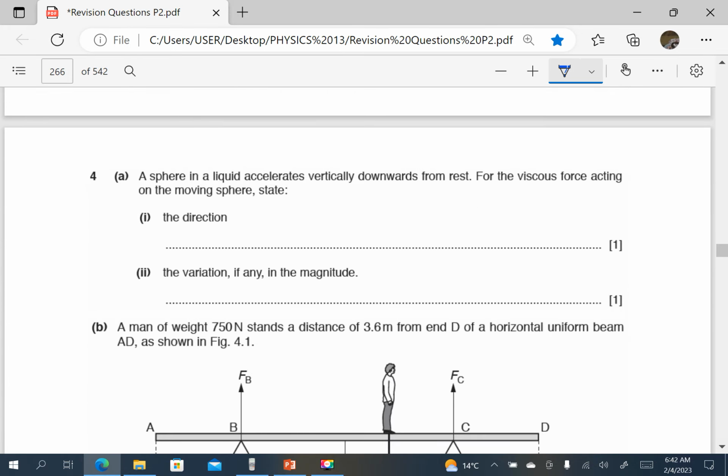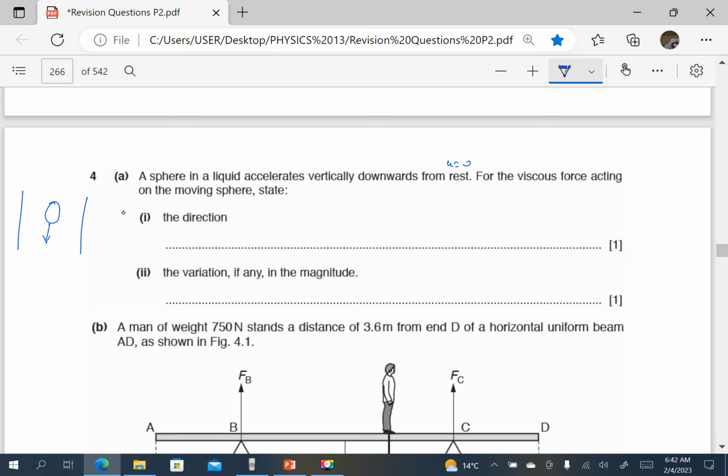A sphere in a liquid accelerates vertically downwards from rest. That means initial velocity is 0. For the viscous force acting on the moving sphere, state the direction. The sphere is accelerating vertically downwards. So let's assume this is a liquid and the sphere is here. If it is accelerating vertically downwards, it means the resultant force is downwards.